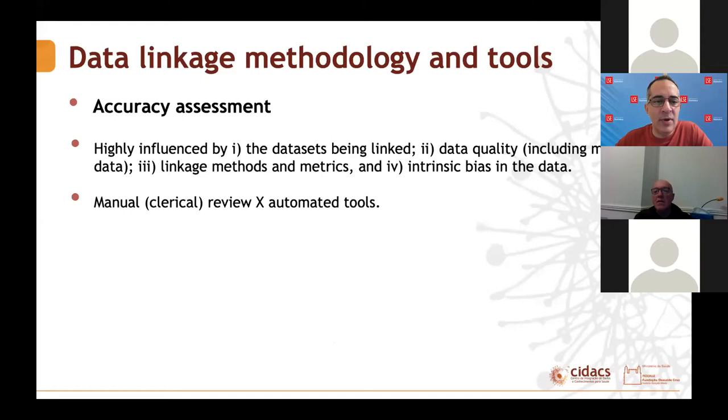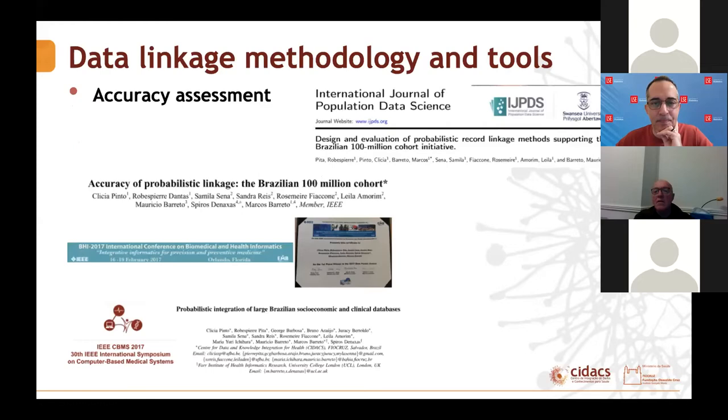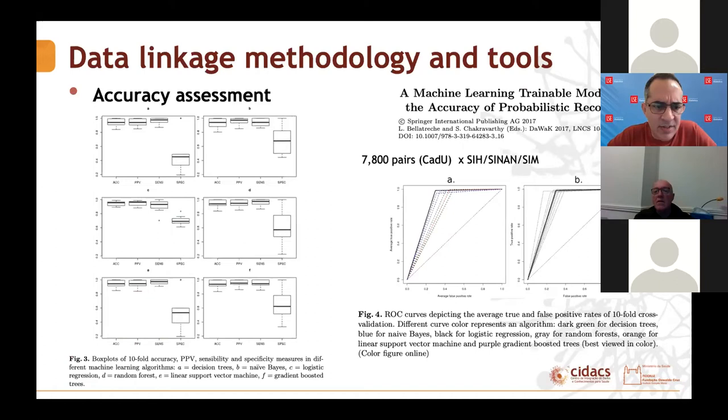And for the accuracy assessment, this is again about how we can have some good tools for performing accuracy assessment. So we invested in some automated tools, and this was our first attempt around machine learning for record linkage. We have been discussing accuracy since 2006 and 2007. We had some previous publications on that. And this was something we did in 2017 in terms of how we can explore some supervised machine learning models for performing the specific part of the accuracy assessment.